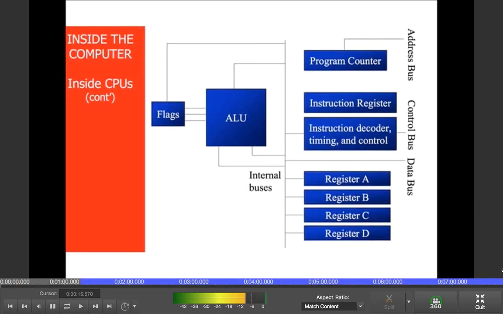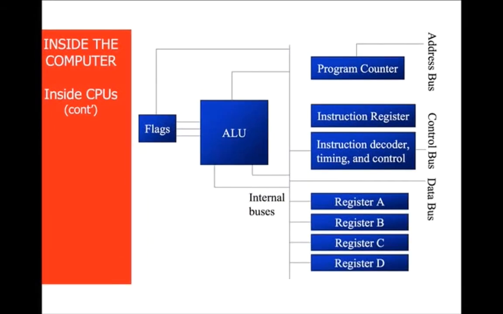Inside the CPU, there are ALU, flags, program counter, instruction register, instruction decoder, timing and control, and registers A, B, C, and D. All of these are connected to the address bus, control bus, data bus, and some internal bus.